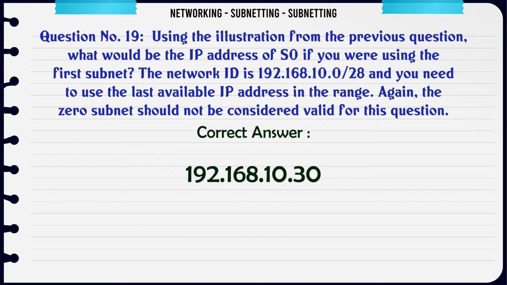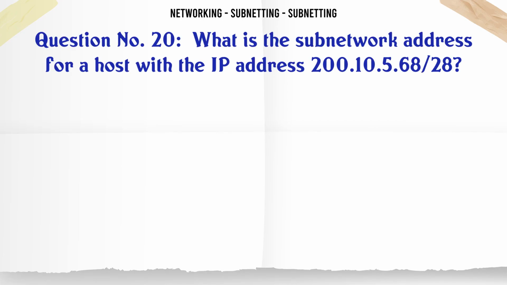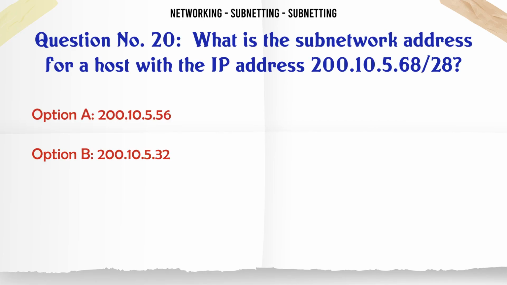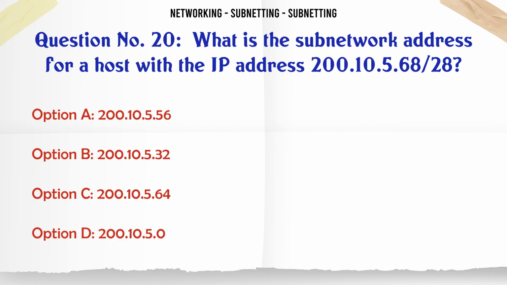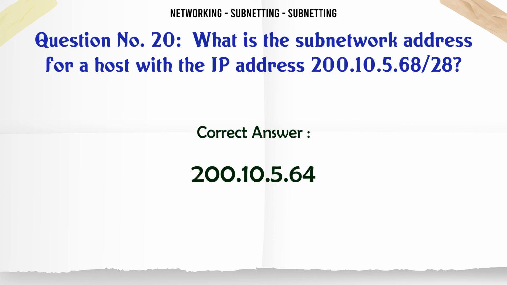The correct answer is 192.168.10.30. What is the subnetwork address for a host with the IP address 200.10.5.68/28? A. 200.10.5.56, B. 200.10.5.32, C. 200.10.5.64, D. 200.10.5.0. The correct answer is 200.10.5.64.